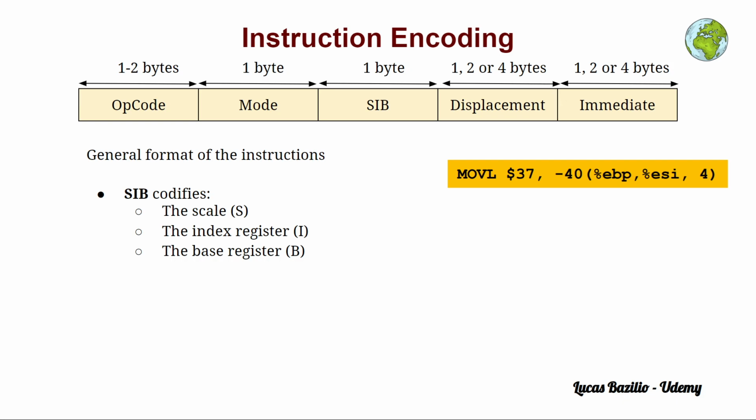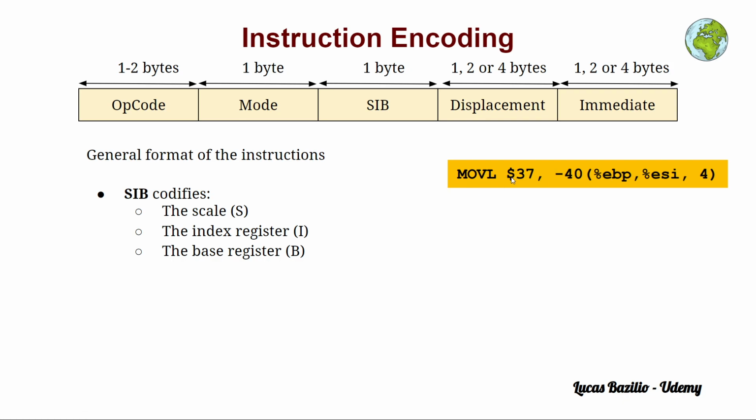After the SIB we have the displacement field that can occupy 1, 2, or 4 bytes. And this displacement is the value that we add or subtract to our memory access location. And finally we have the immediate field that can also occupy 1, 2, or 4 bytes, which is an optional immediate value that we can have in our instructions. A simple example of an instruction is this one here, the movl instruction.